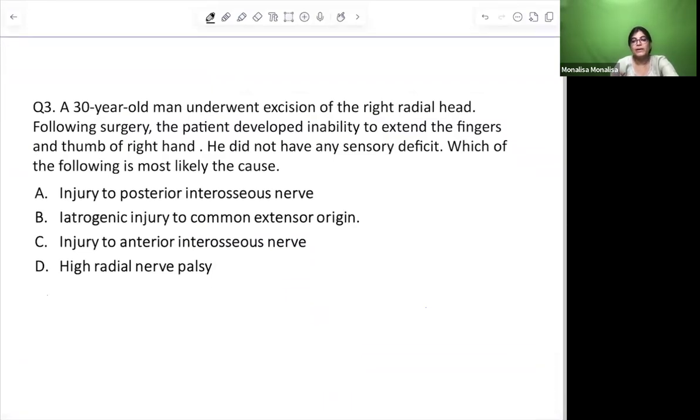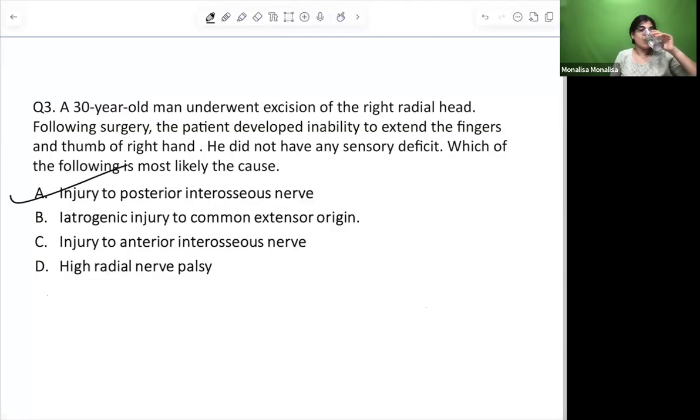Following the surgery, the patient developed inability to extend the fingers and thumb. He is not having any sensory deficit. Can you tell me which nerve is injured? Only finger extension and thumb extension is gone. PIN, yes, injury to the posterior interosseous nerve.